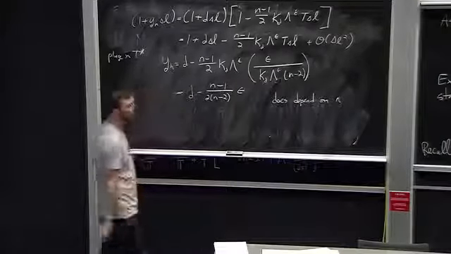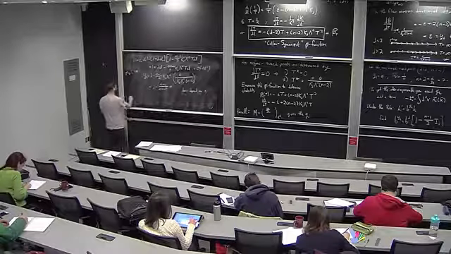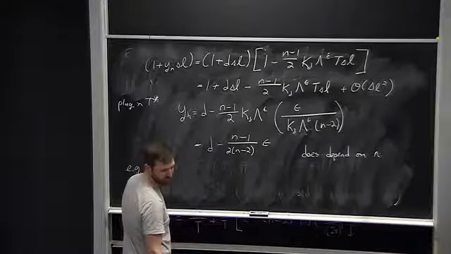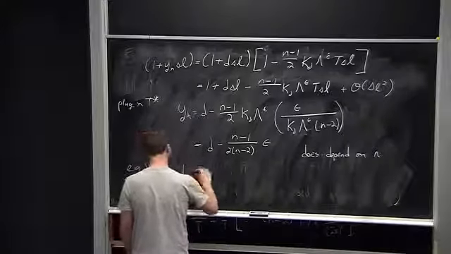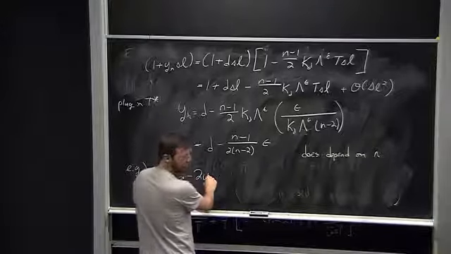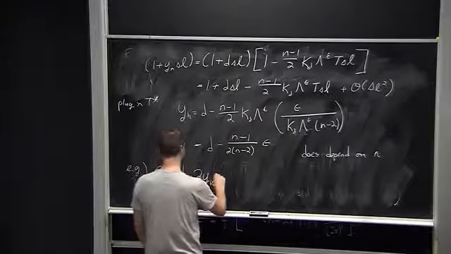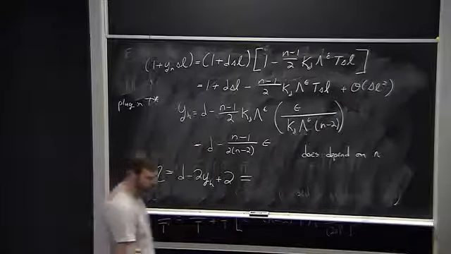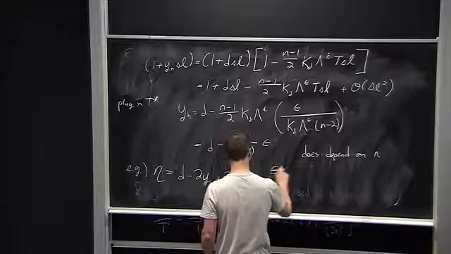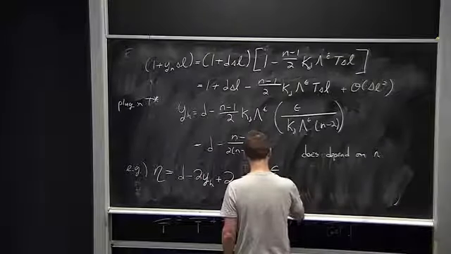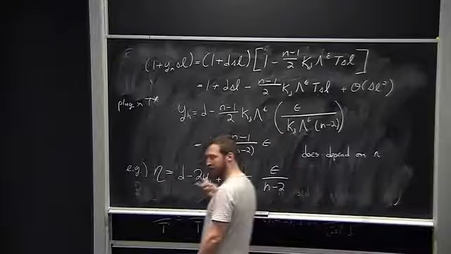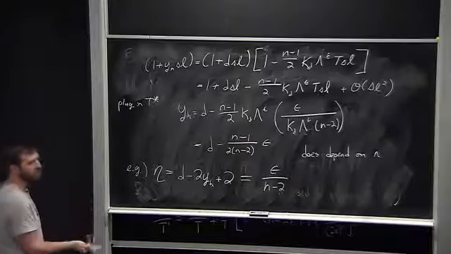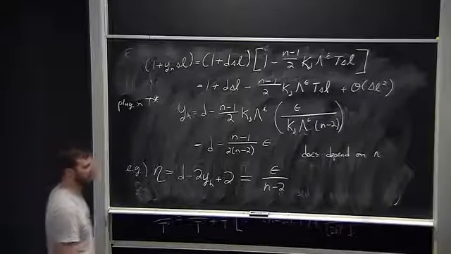And you can get all your exponents from this, including things like the anomalous dimension, eta, which is d minus 2y_h plus 2, I think. So check this, I got epsilon over n minus 2. So eta, the anomalous dimension, occurs linear in epsilon. So that's interesting in principle.